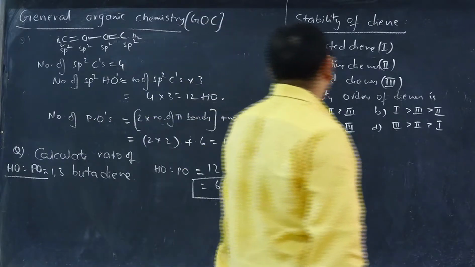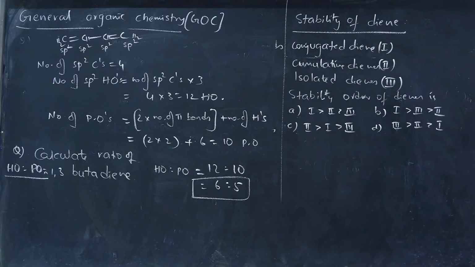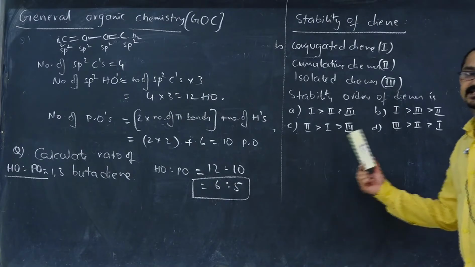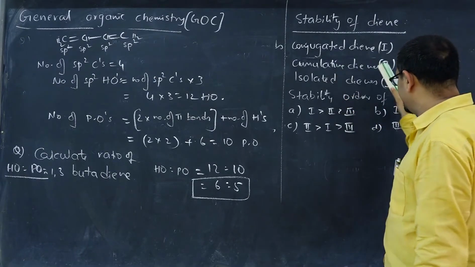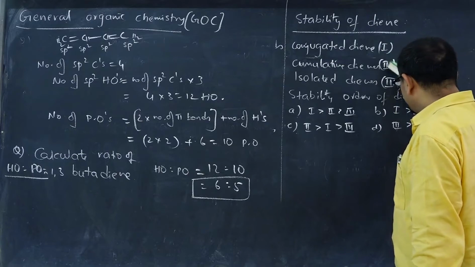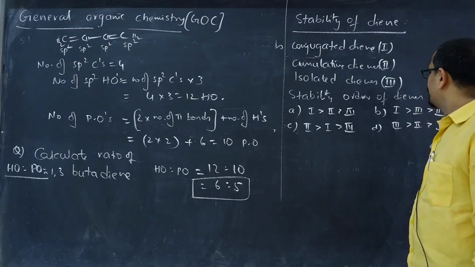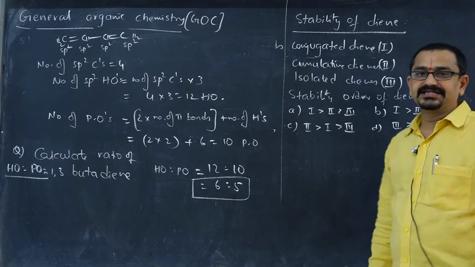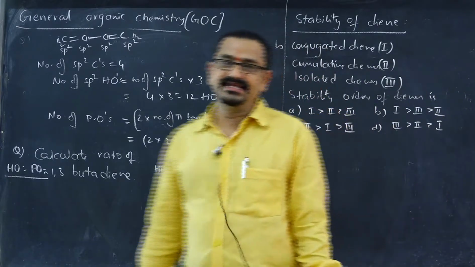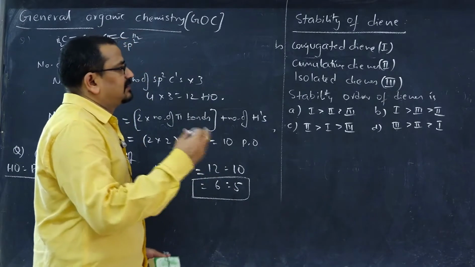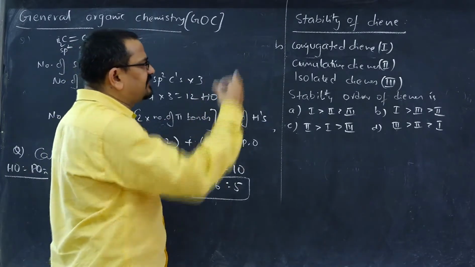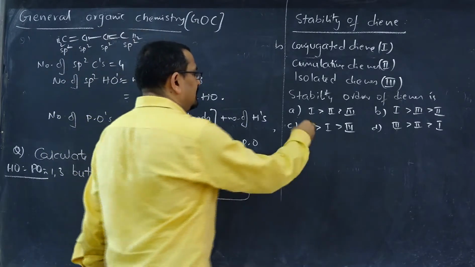Now one more area, usually possible for competitive exams: stability of dienes. One question is possible. See, when it comes to conjugated diene, cumulative diene and isolated diene, 3 types of dienes are given. The question is the stability order of these dienes. So first of all, we should understand the meaning of conjugated dienes and cumulative dienes.